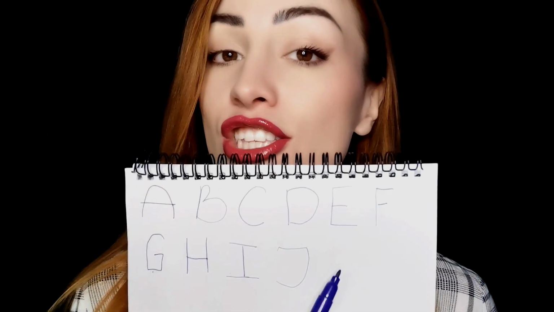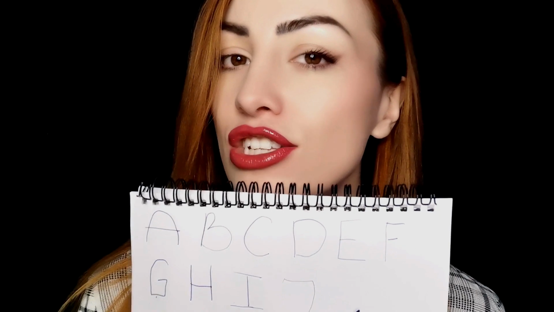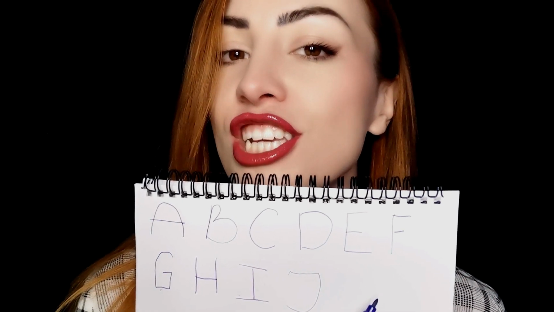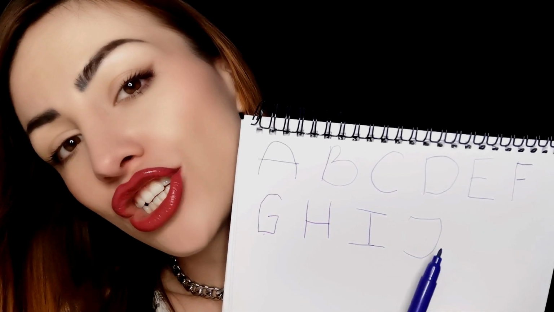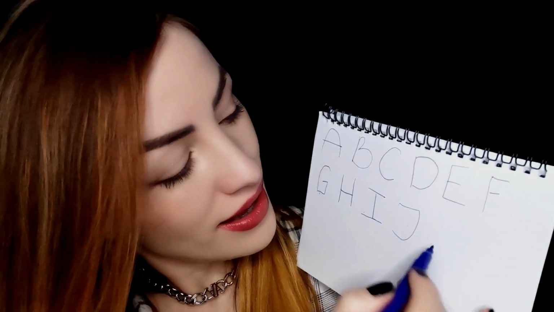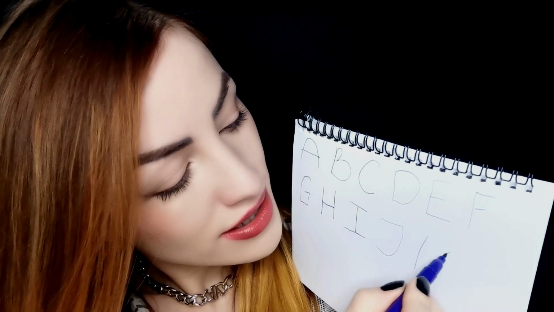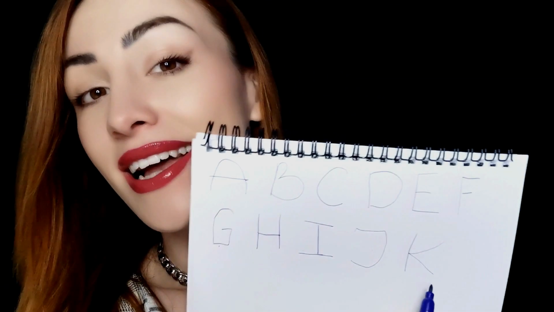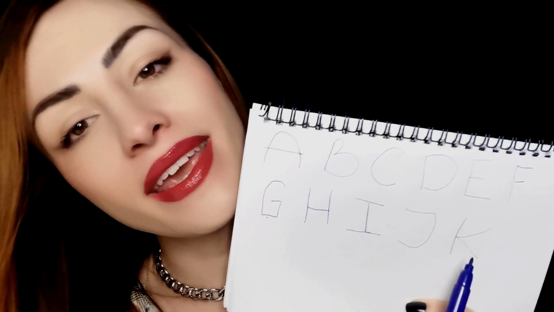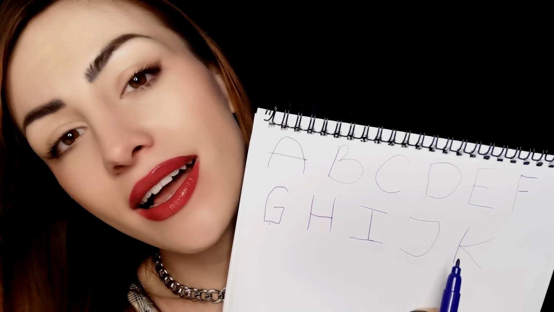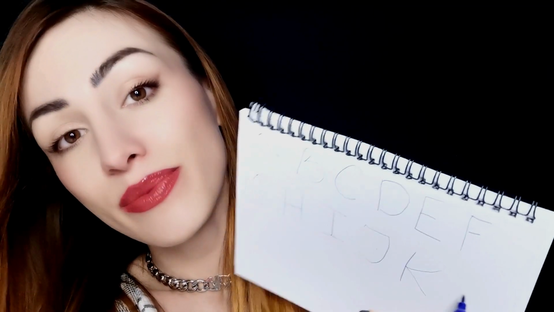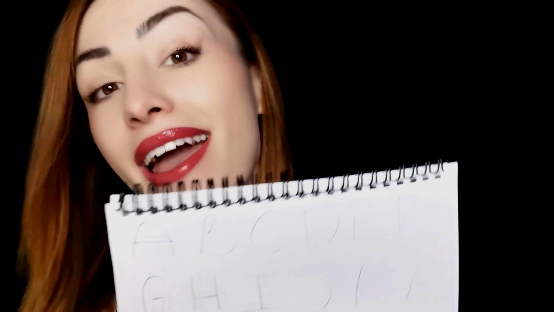The next letter is the English J, and in French we would say "zhee". The next one is K. In French that would be "ka". And the next one is, of course, L.